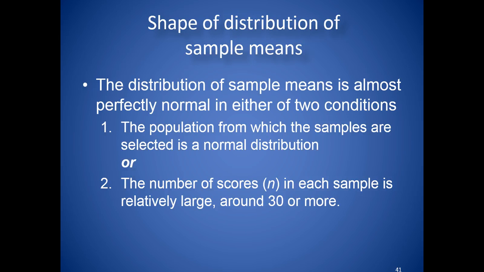There are two conditions for the distribution of sample means to be almost perfectly normal. Number one, the population from which the samples are selected is a normally distributed population. And number two, the number of scores in each sample is relatively large, around 30 or more. So that's why in research there is this almost universal rule that you have to have 30 or more in your study when you do your t-test, because you want to meet the assumption that the sample has the shape of a normal distribution curve.